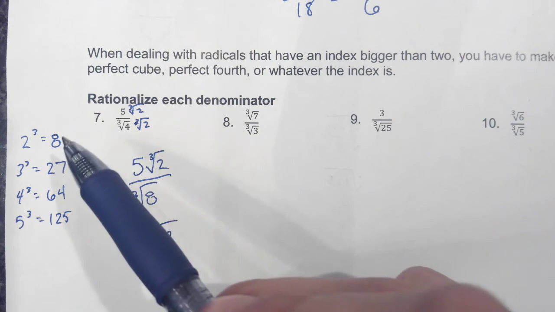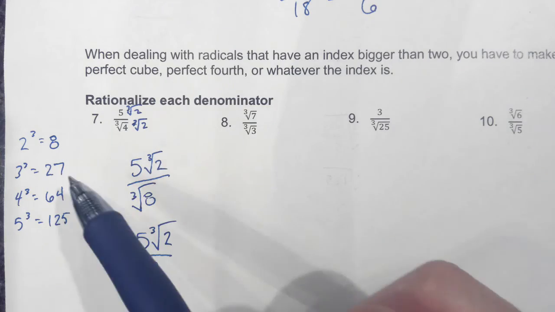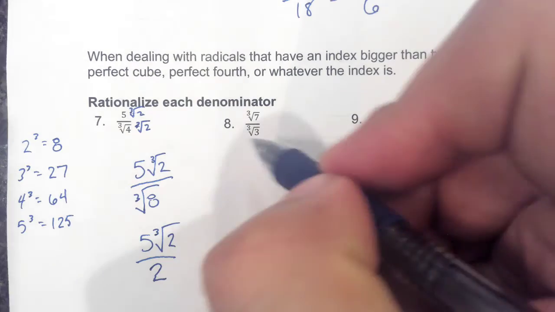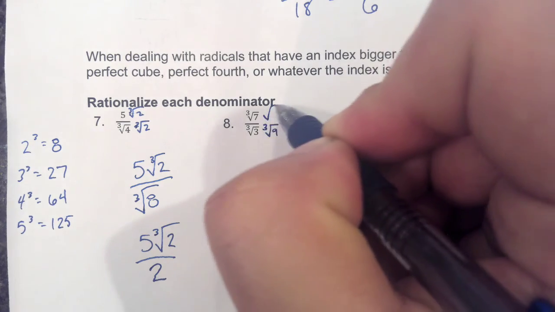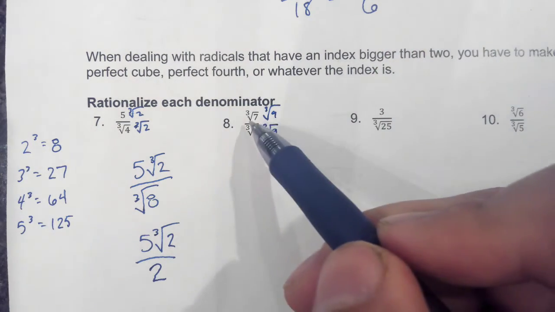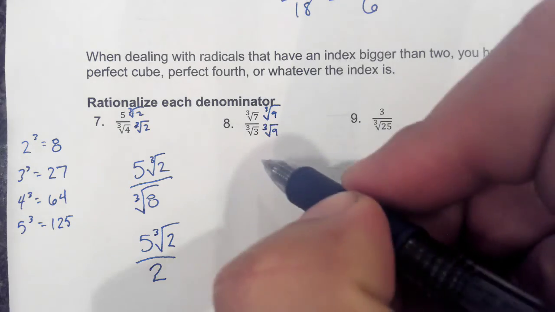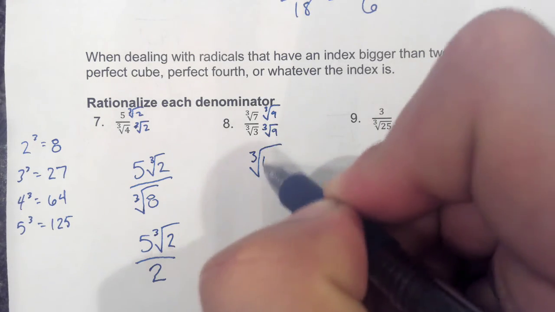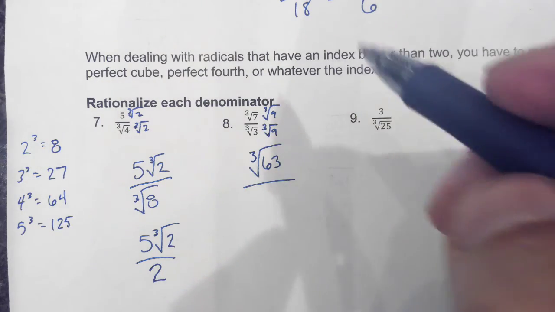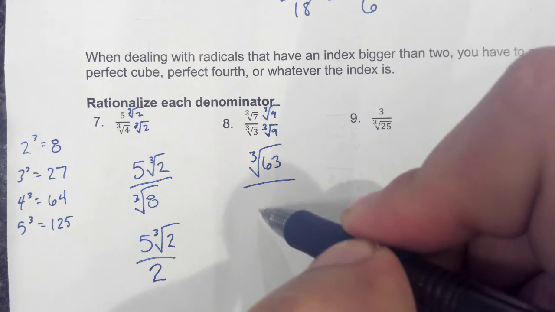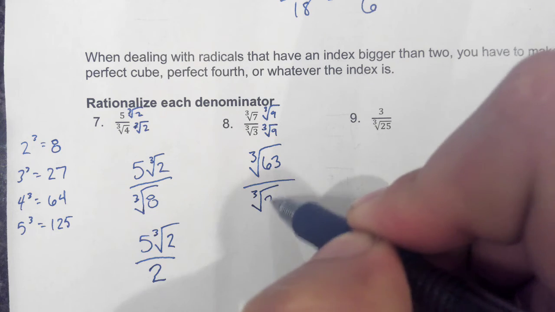Can I make 3 into 8? No. Can I make 3 into 27? Yes. 3 times what is 27? 3 times 9. So we're going to multiply the top and bottom by the cube root of 9. So on top, 7 times 9 is 63. On bottom, the cube root of 9 times the cube root of 3 is the cube root of 27.